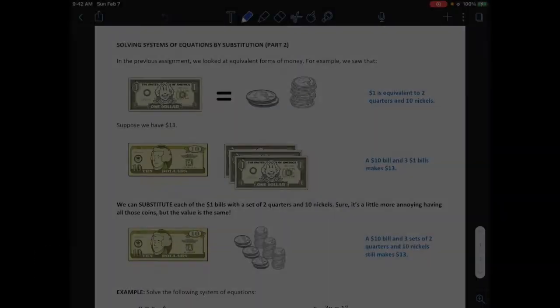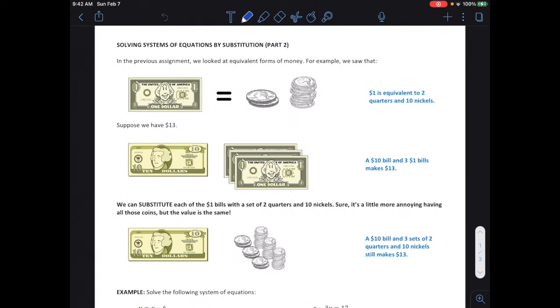All right, here we go, part 2 of substitution. And this time we're going to talk more cash here. So in the last assignment, we looked at that dollar bill and said, hey, it's equal to 2 quarters and 10 nickels. But what if instead of having just $1 bill, we have $13? We have a $10 bill and 3 $1 bills.